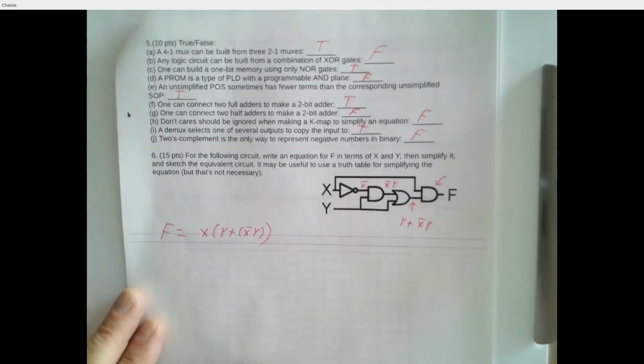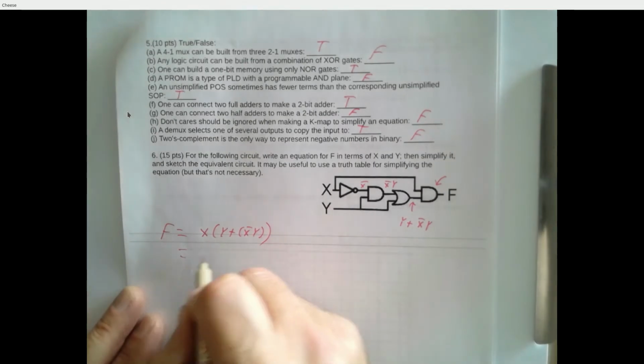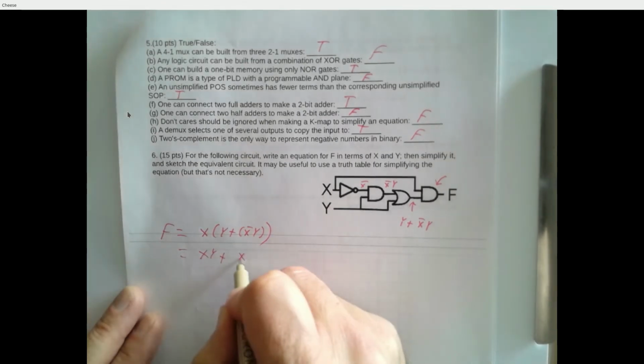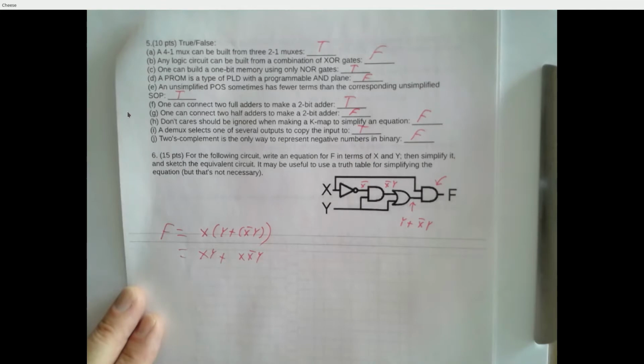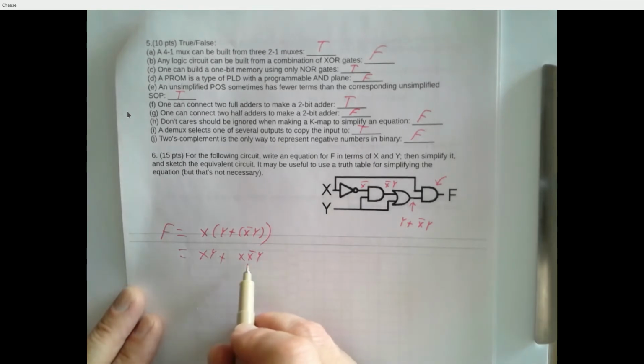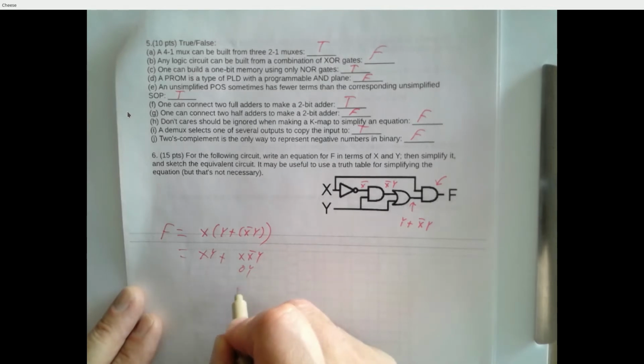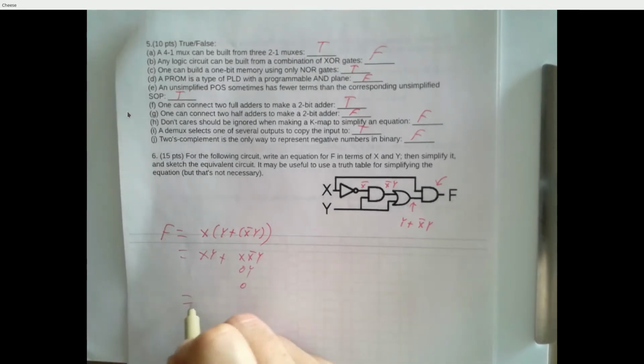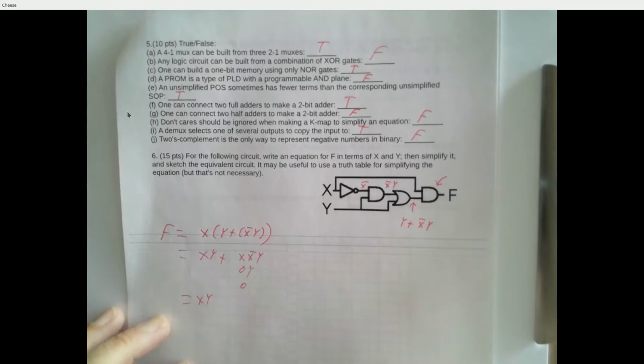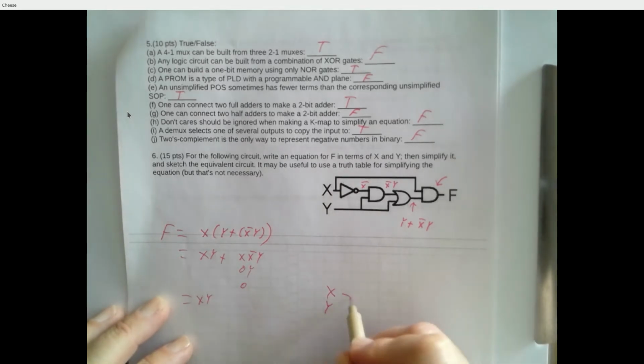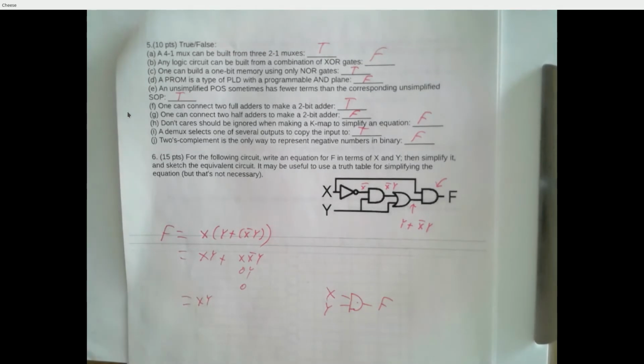Or you can spell the whole thing out and then go to town with your algebra. So this is XY or X bar Y. And there's a theorem X ANDed with not X is always false. So this is 0Y, which is just 0. And so this is just XY. And so a simpler version of this circuit is just this. Close is good.